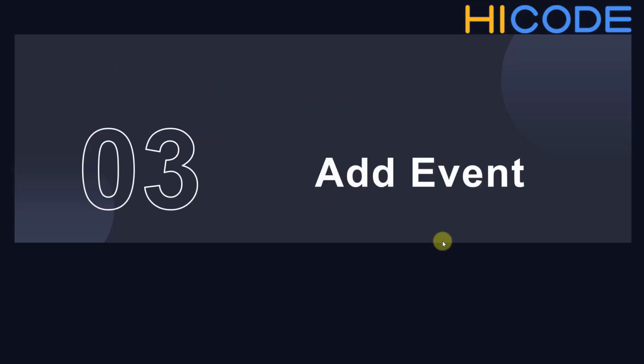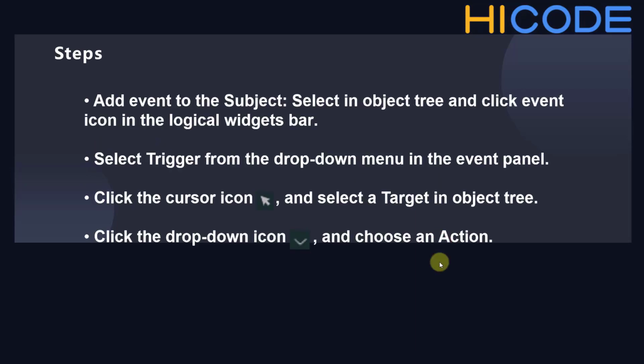Next, let's look at how to add event. And after this, we'll be going to the editor to actually go through the steps. The first step is to add event to the subject. First, select a subject in the object tree, and then click event icon on the logic widgets bar. The logical widgets bar can be found on the right side of editor. And second, select trigger from the drop-down menu in the event panel. The event panel will automatically pop up after you added an event. And third, click the cursor icon and select the target in the object tree. And finally, click the drop-down icon and choose an action in the drop-down list.